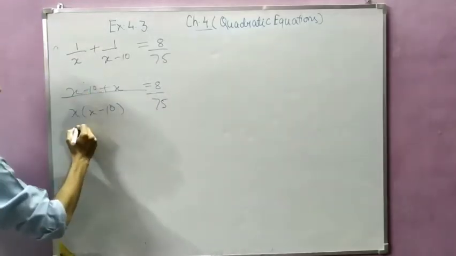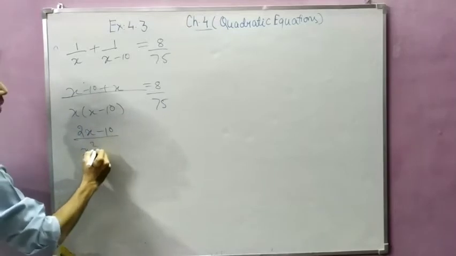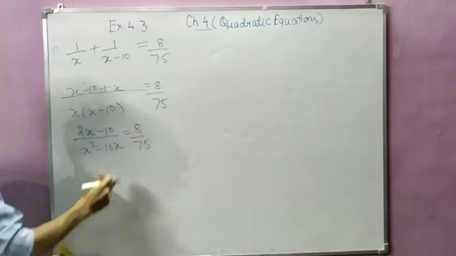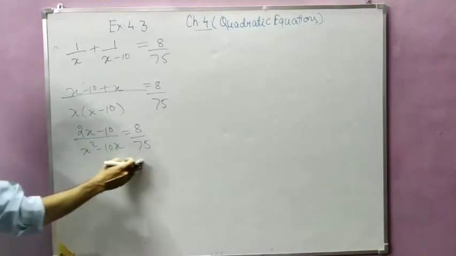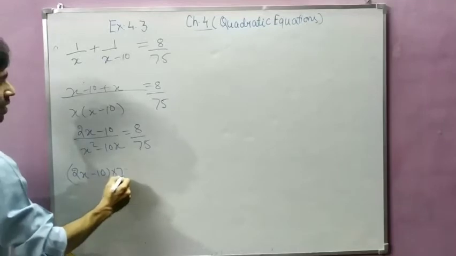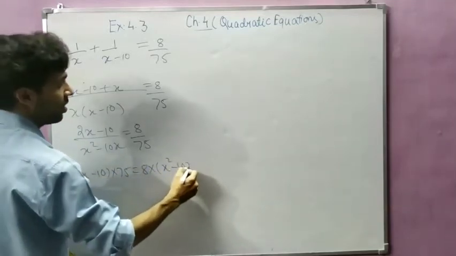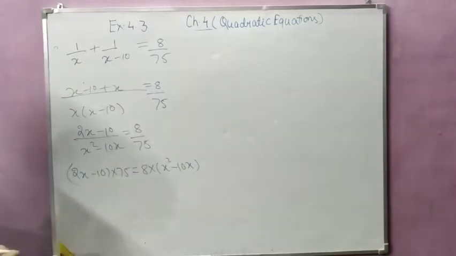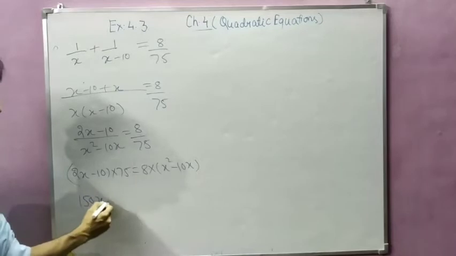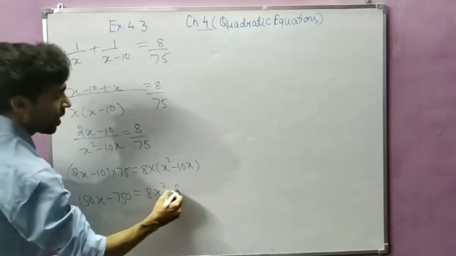Now it comes 2x minus 10 divided by x square minus 10x equal to 8 by 75. Now cross multiply it. So when you cross multiply, (2x minus 10) into 75 is equal to 8 into (x square minus 10x). Now multiply it: 150x minus 750 equal to 8x square minus 80x.